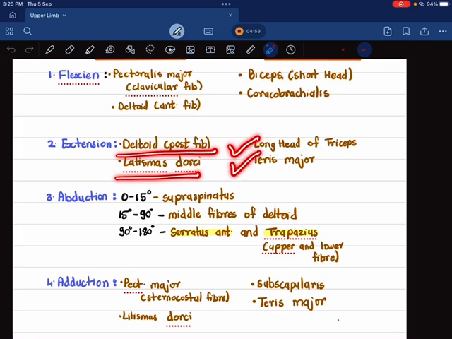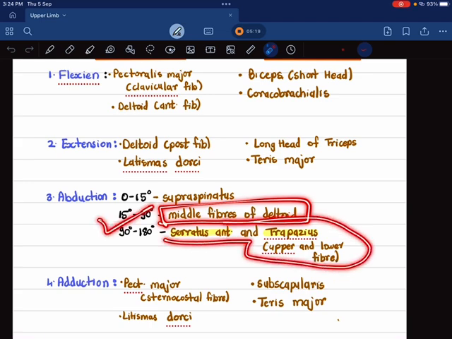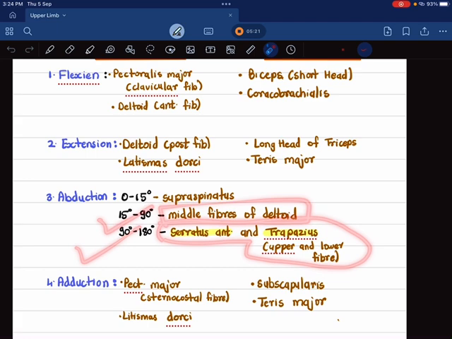Abduction has three parts: 0 to 15 degree, 15 to 90 degree, and 90 to 180 degree. Supraspinatus helps in 0 to 15 degree abduction. Middle fibers of deltoid help in 15 to 90 degree of abduction. Serratus anterior and upper and lower fibers of trapezius help in 90 to 180 degree abduction.